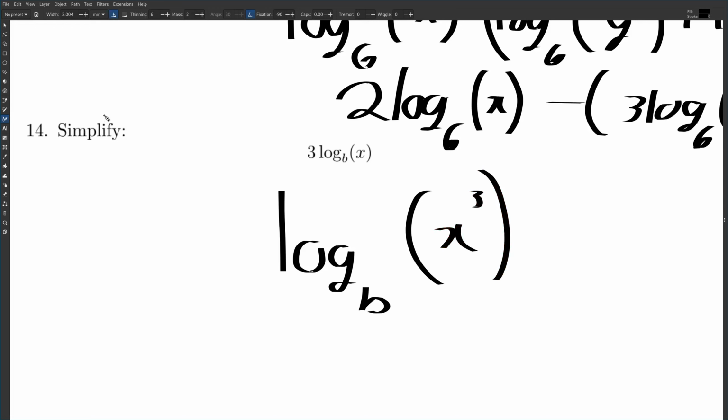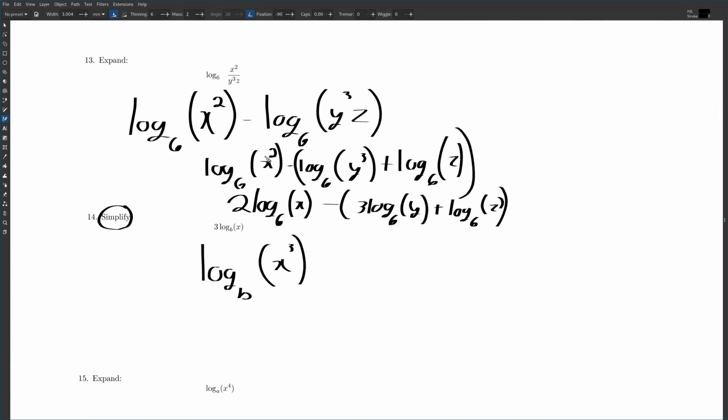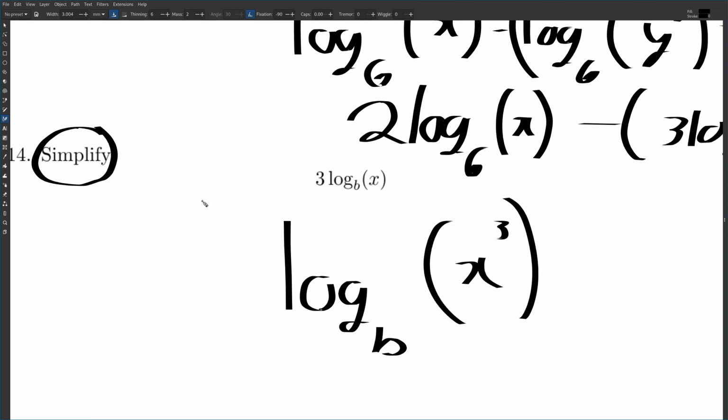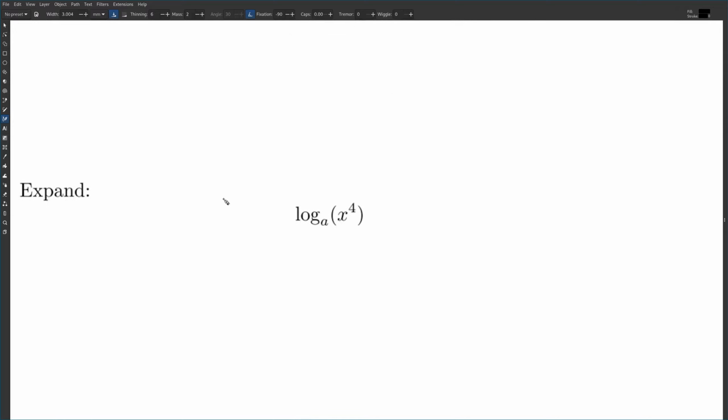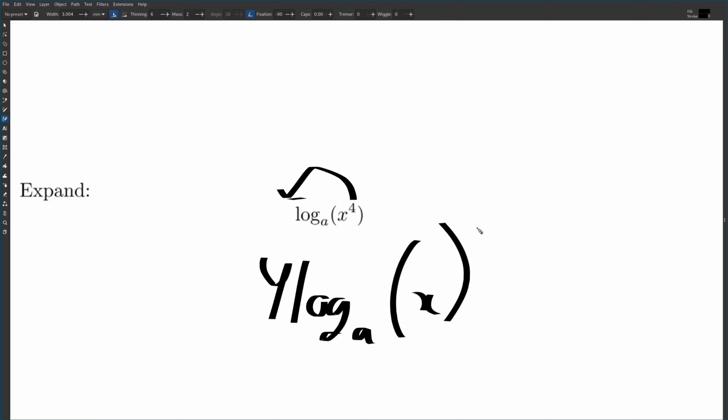Okay, and pay attention to these instructions. If it says simplify, I'm assuming it wants this a little more compact, which is what we did here with the 3. And if it says expand, it wants us to make it longer like this. So expand gets longer, and simplify gets shorter. Another word they might use is condense. Okay, expand. That means get this outside, and we're going to have 4 log base a of x, and we're done.